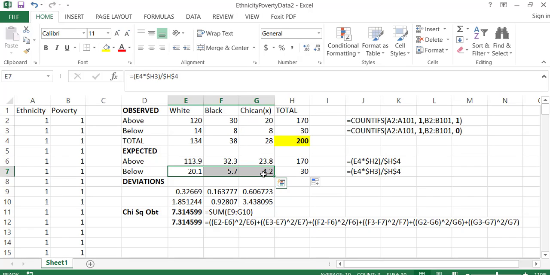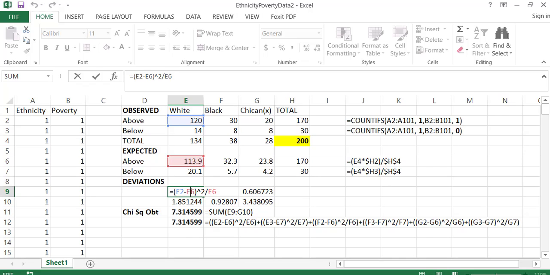And it should be that 20.1% or 21.1 people are going to be white, 5.7 people are going to be black, and 4.2 of the people below the threshold are going to be Chicano. Are deviations then still automatically calculated? I'm still interested in the deviations for white above from the expected value. For white above, square that deviation, divide by the expected value.